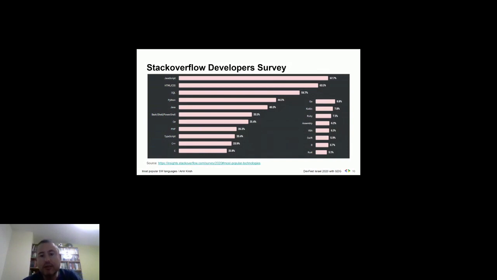JetBrains, the company who brought IntelliJ and PyCharm and CLion, also has its own index. They are, in this case, managing a survey. I think this survey they conducted, let's take a look at it.